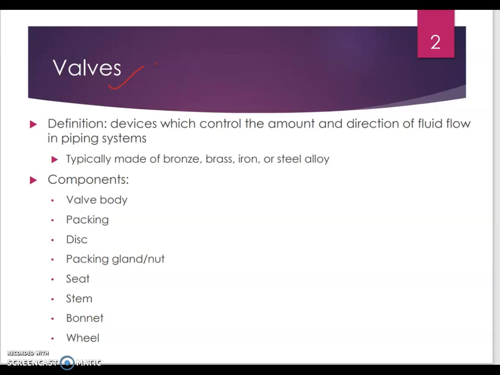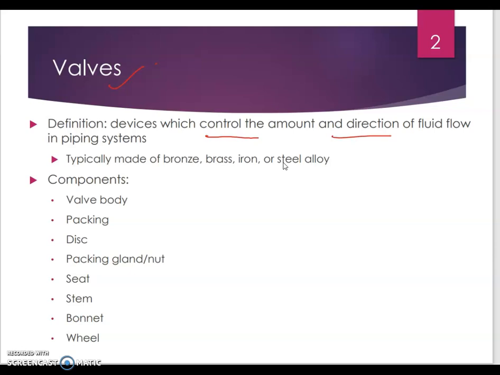When we say we want to control it, we can have either a bigger flow or a small flow, and the direction also, either we want it to go to the left hand side or right hand side, either to that piping or that particular piping. So that's why the definition is to control the amount and direction of flow in the piping system.